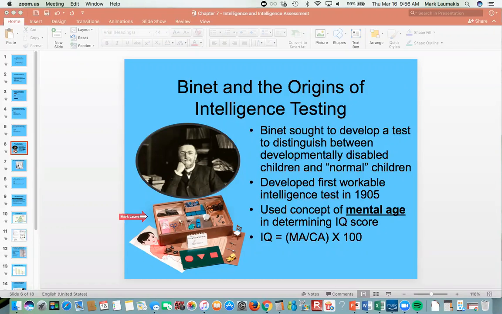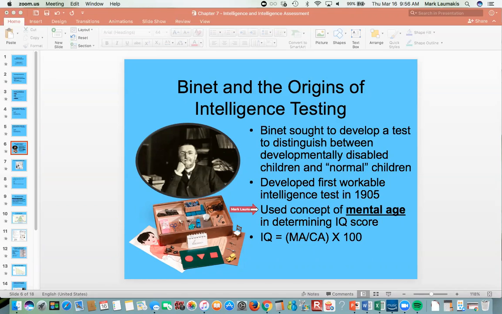And the Binet original IQ test ultimately became what's known as the Stanford Binet. So in contemporary IQ testing, the two big players are the Stanford Binet tests and these tests that we're going to look at called the Wechsler test. In his original work, Binet used a concept called mental age in determining someone's intelligence quotient score. That's what IQ stands for. It's literally a quotient. We're going to be dividing something by something else and getting a quotient.